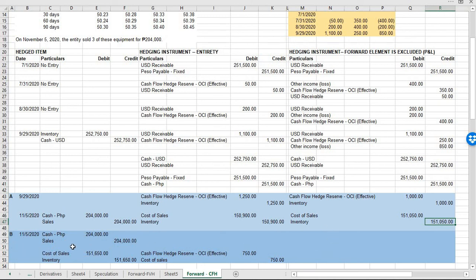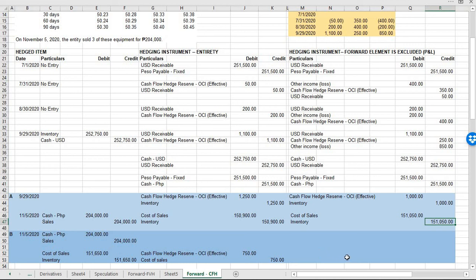So, anong entrada natin? Siyempre, ganun pa din dito sa hedged item. Debit cash, 204 at credit sales, 204. Tapos, magre-record tayo ng cost of sales, 151,650 at inventory, 151,650. So, ibig sabihin, ito as is, hindi to magbabago. Pero, magbabago yung amount for the cost of sales kasi ma-adjust tong 151,650 through the reclassification ng cash flow hedge reserve natin to P&L.